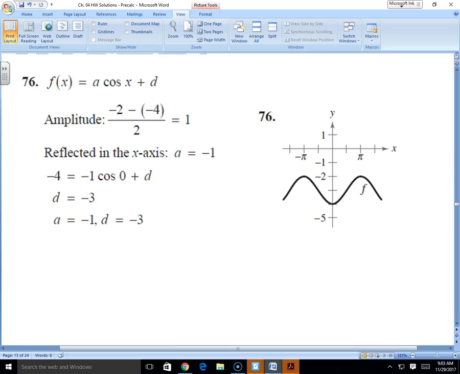76 was one of those funny look-at-a-graph-and-pull-out-clues problems. Let me give you a second. Were you able to pull out the D, pull out the A? And if you had done it the way that I had shown you in class, you would have plugged it in. So did you figure out y is equal to -1 cosine of x minus 3?